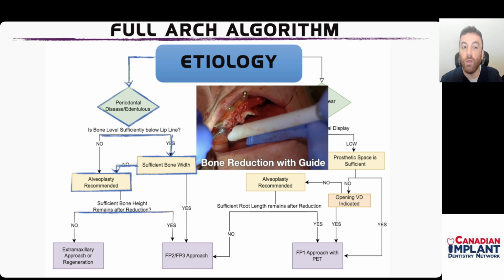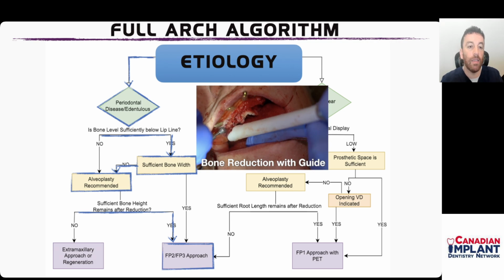After that, you will look at the bone height remaining. If the bone height remaining is sufficient, that's when you go to an FP2, elongated crown case, or FP3 approach. If you don't have enough bone height, that's when you should consider zygomatic approaches, pterygoid implants, or regeneration of the case in a horizontal fashion in order to get enough bone for placement of your implants.